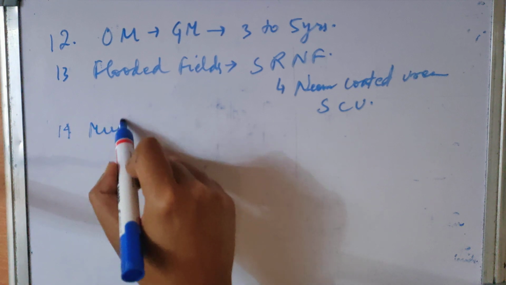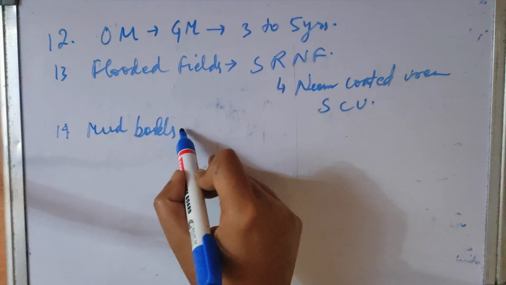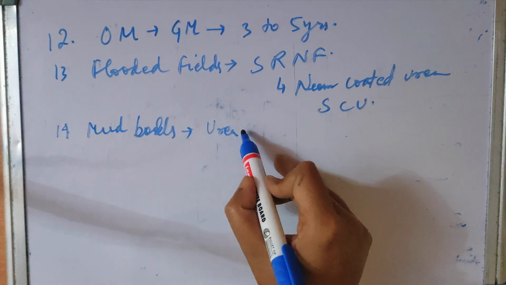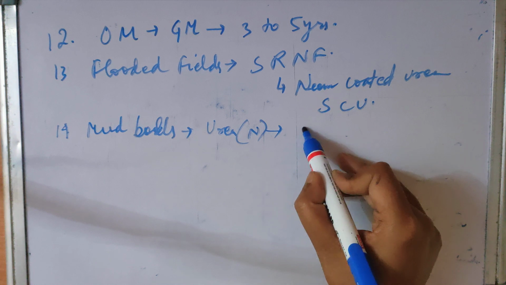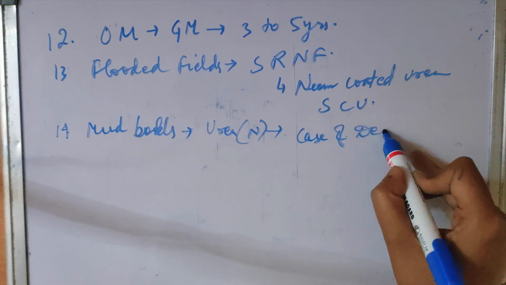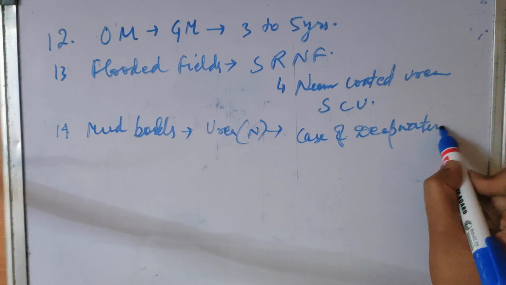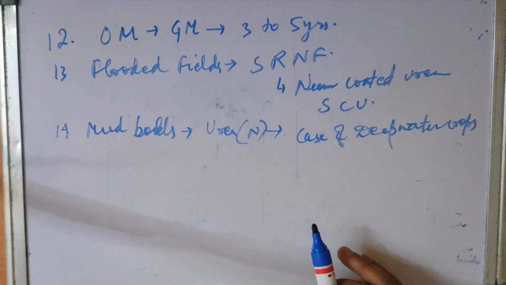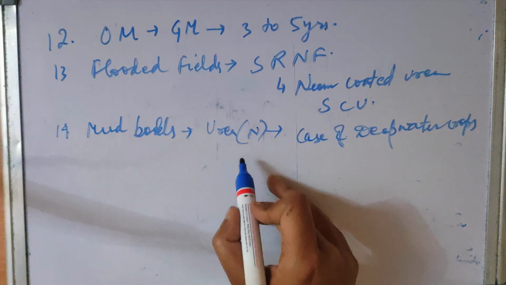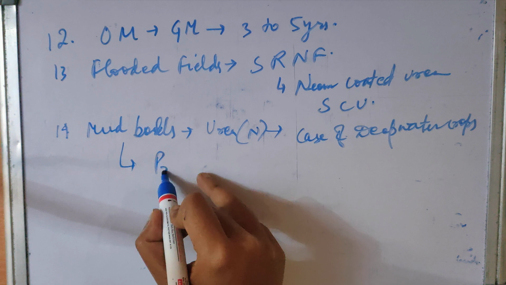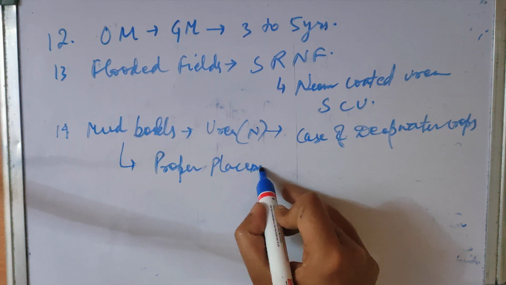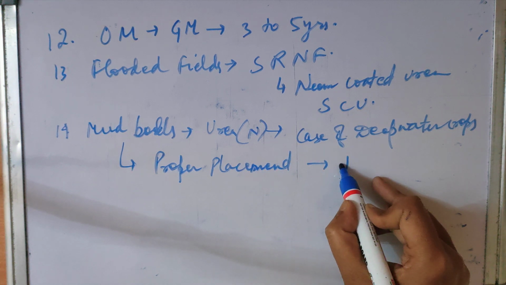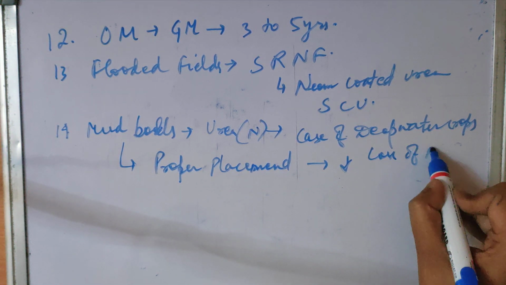Mud balls containing urea, or you can say nitrogen, should be used in case of deep water crops, because they help in proper placement and also reduce the loss of nitrogen from the field.